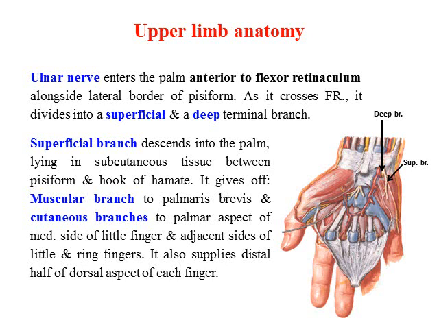The superficial branch of the ulnar nerve descends into the palm in the subcutaneous tissue between the pisiform and the hook of the hamate. The superficial branch of the ulnar nerve gives off a muscular branch to palmaris brevis.